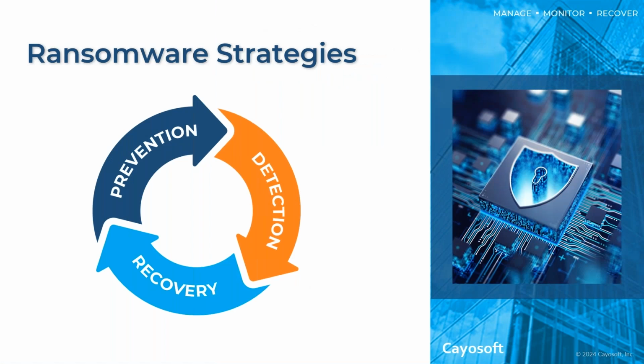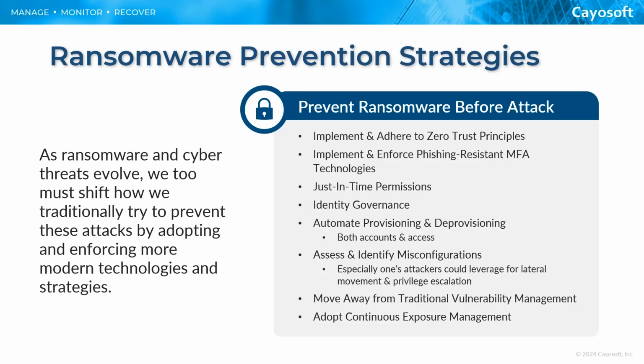So what can we do? Well, I'm going to talk about some things we can do from a prevention perspective, detection, as well as recovery. So let's first look at prevention. As ransomware and cyber threats evolve, we too must shift how we traditionally try to prevent these attacks by adopting and enforcing more modern technologies and strategies. That's a mouthful. So let's really break this down.